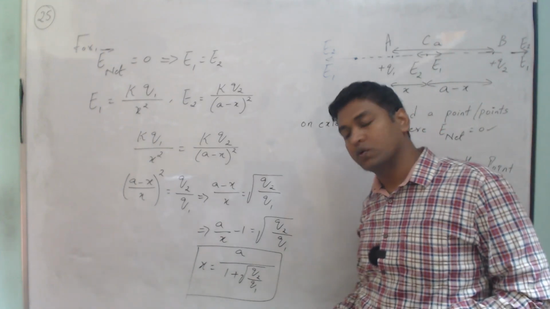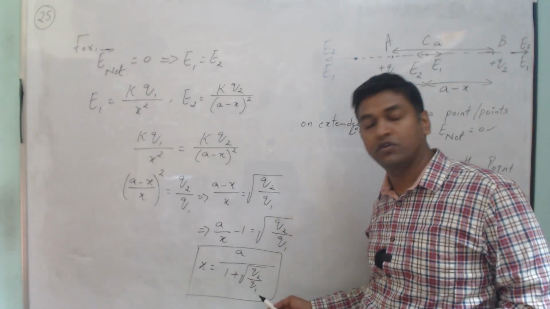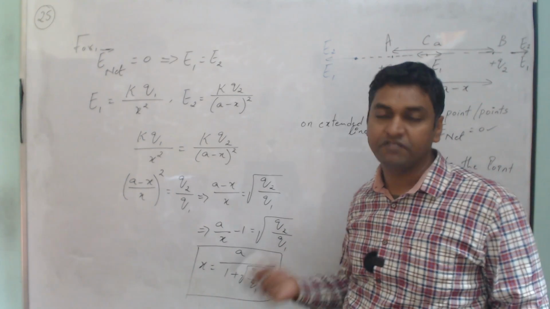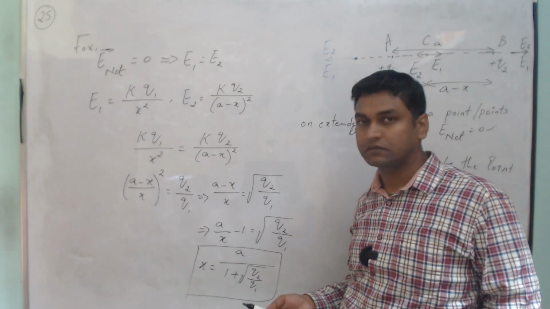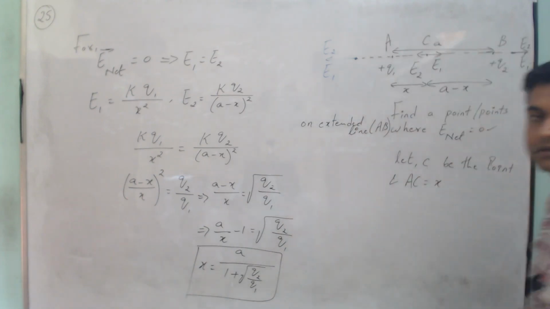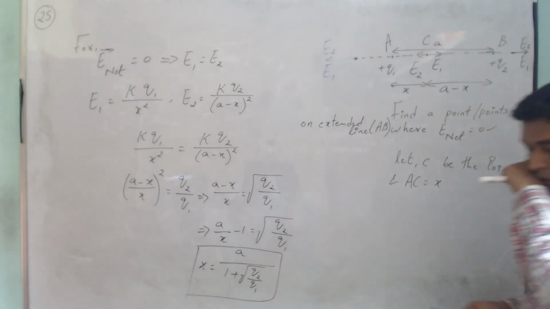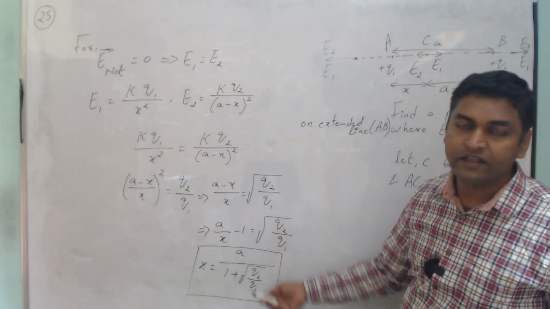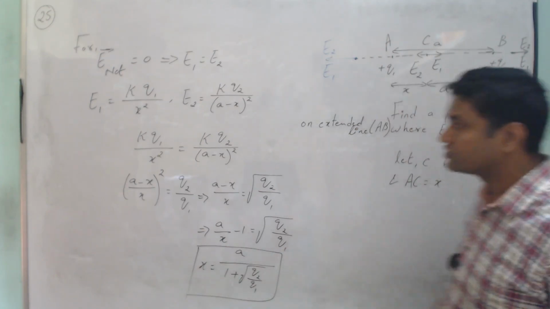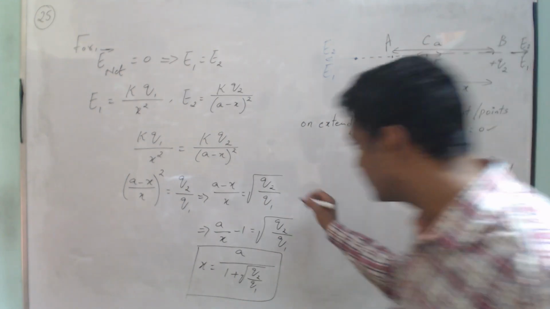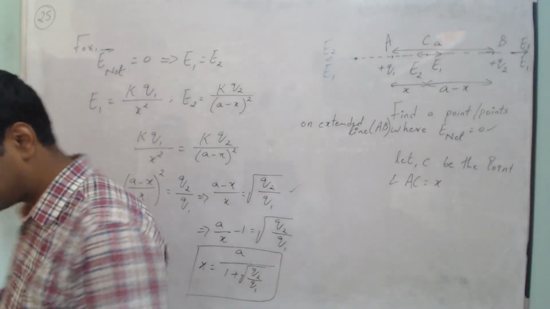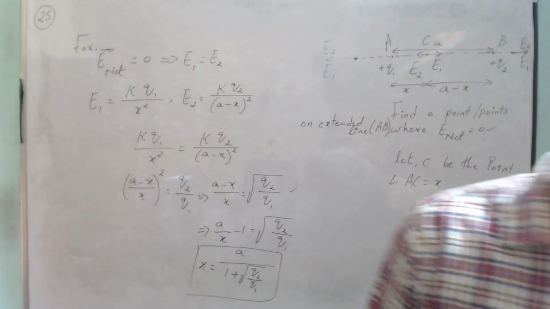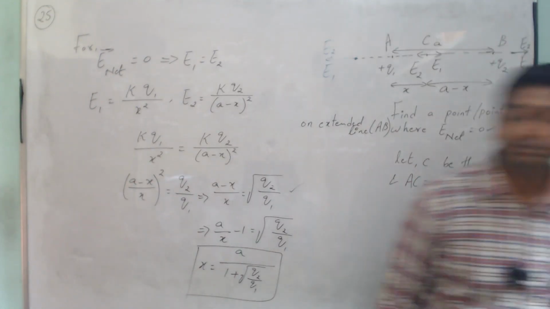Also, if q1 is equal to q2, 1 minus 1 will become 0 and a by 0 will become undefined. So basically that's the reason I am not taking the plus or minus thing over here. But good question. Okay.